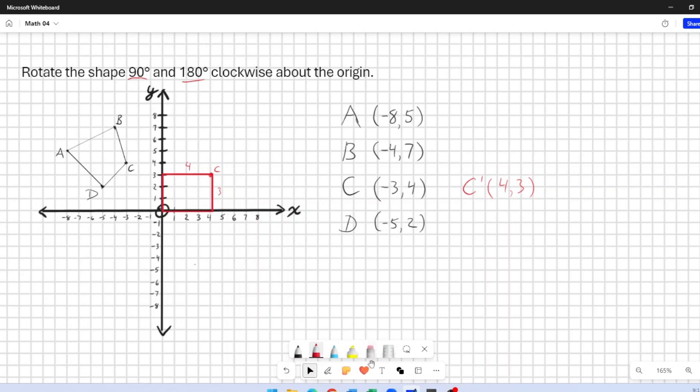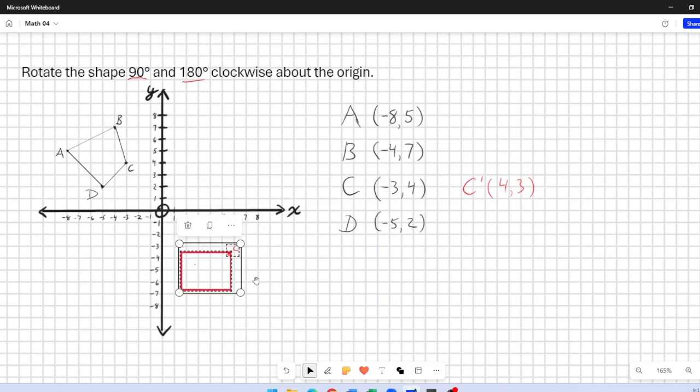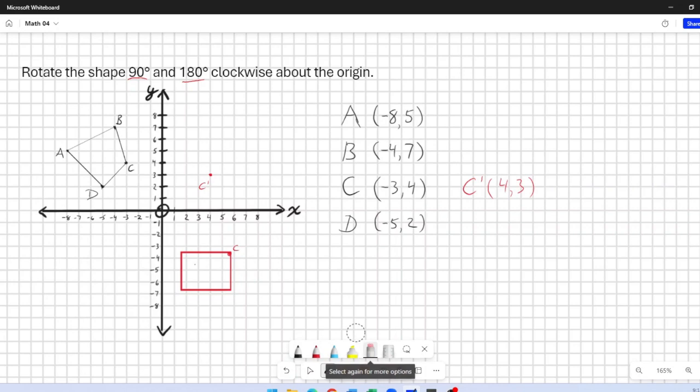So let's reset this here quickly. We'll just delete that, and we'll move this triangle out of the way. Oh, C's coming with it. All right. Well, I know C is 4 and 3, so let's put that back. There we are. So C prime. Get rid of this, get rid of that, and we got our nice rectangle again. So let's try one more point and see what happens here.